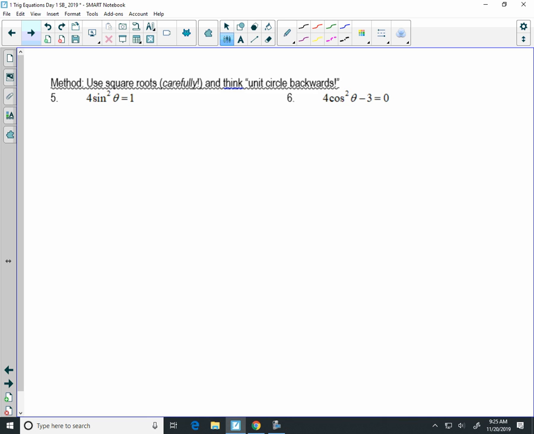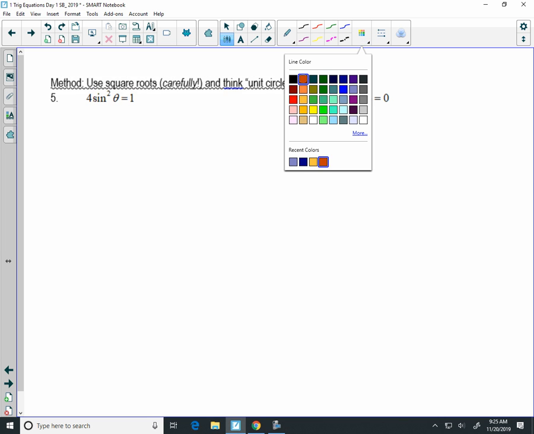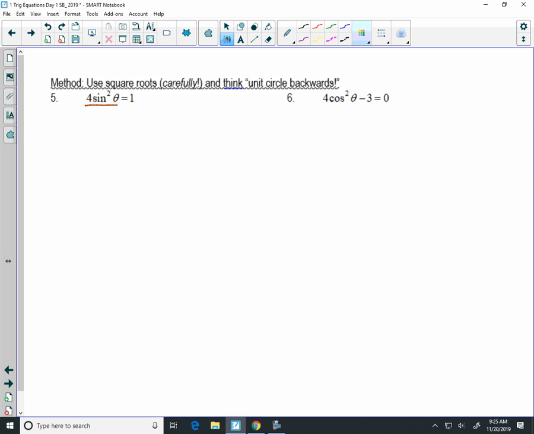When you think about taking a square root, what do you have to do every time when you're forcing a square root on an equation? What do you need? So if I divide by 4 here, and I have sine squared equals 1 over 4, and then I take that square root, what do I need in front of the square root that's over the 1/4? Plus and minus. So that's the carefully here. Make sure you do the plus and minus, because you're dropping solutions if you don't.